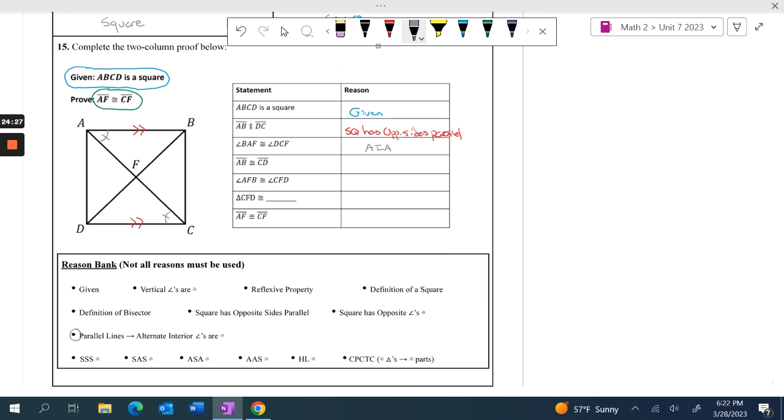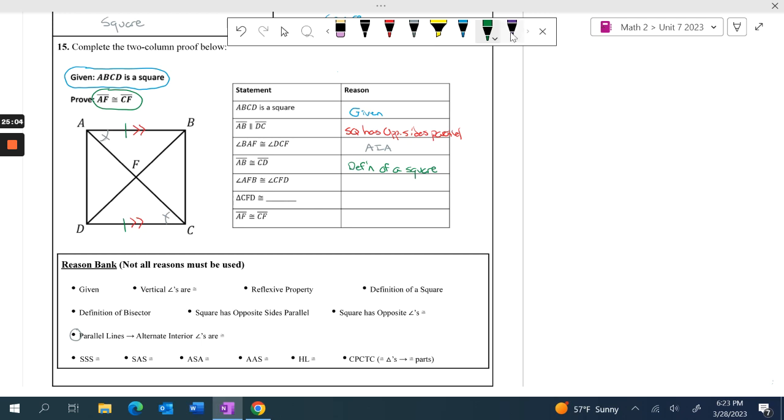Okay, next one. A to B is congruent with C to D. So we are saying that side A to B, this top side, is congruent with side C to D. Okay, obviously that's not given, but remember we were given it was a square, and remember in a square, all the sides are congruent. So my reason would be I'm using the definition of a square. Okay, by definition, a square has 4 congruent sides, which means that that top side, A to B, has to be congruent with my bottom side, C to D.